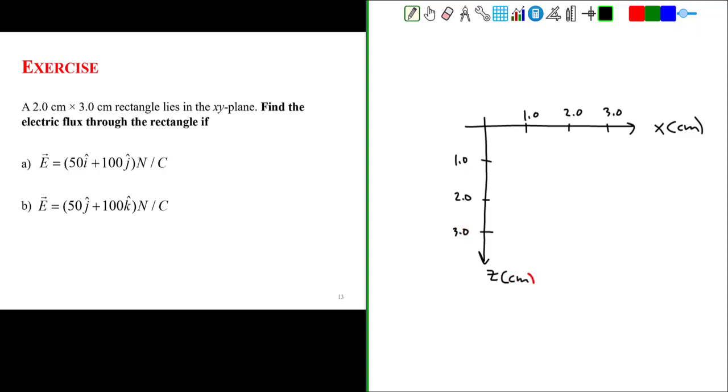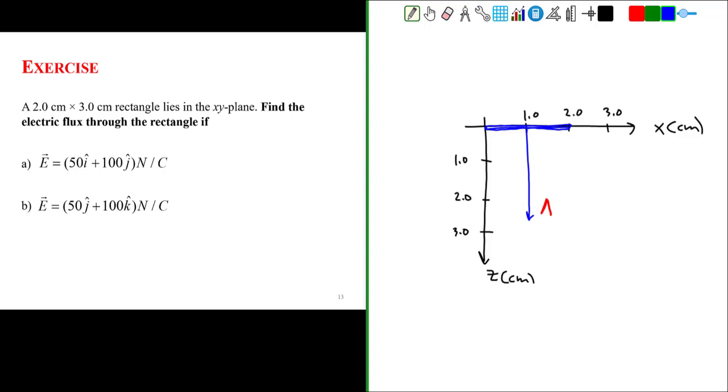Let's add our rectangle, which is positioned in the xy plane. Our rectangle is 2 units wide in the xy plane. Let's add our area vector. Our area vector is in the positive z direction. So from this vantage point, our area vector is going down. Now this scaling isn't necessarily corresponding to the rectangular coordinate system scaling.